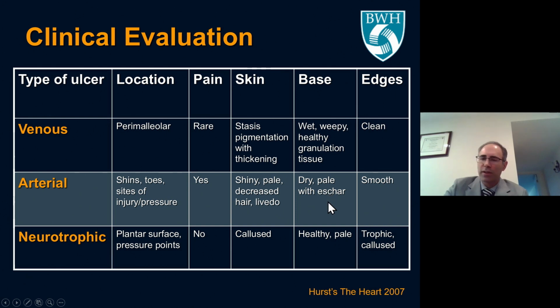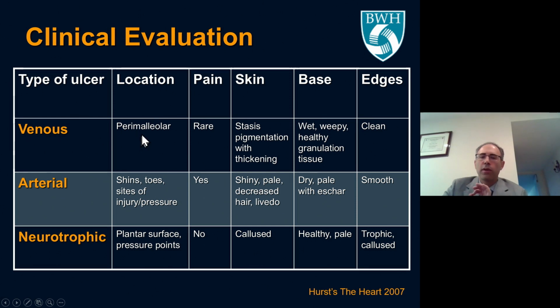It's going to be pale because blood flow is not good, and you may see a black eschar on the side. These patients oftentimes are going to have a history of being smokers or some other clue. The edges of the arterial ulceration will be smooth.